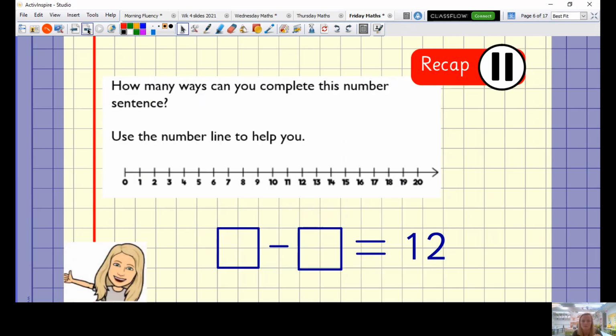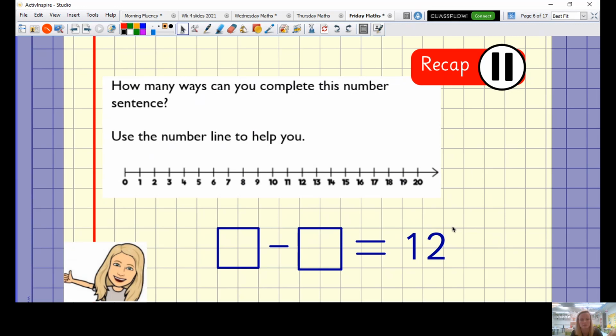Okay. So here is your next question. Now this one, you will have lots and lots of different answers. So what I want you to do is, how many ways can you complete this number sentence? We're going to do subtraction of something minus something equals 12. So the answer for all of your suggestions needs to be 12, and there needs to be a subtraction. You could do addition, but we're just focusing on our subtraction for this one, please. So press pause and have a go.